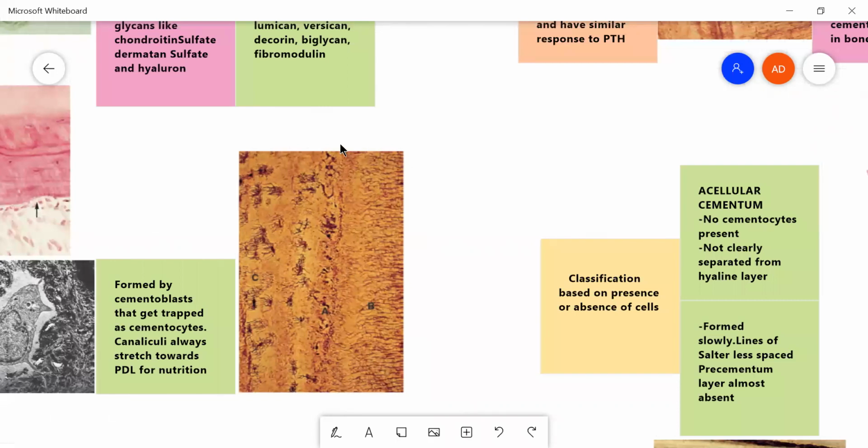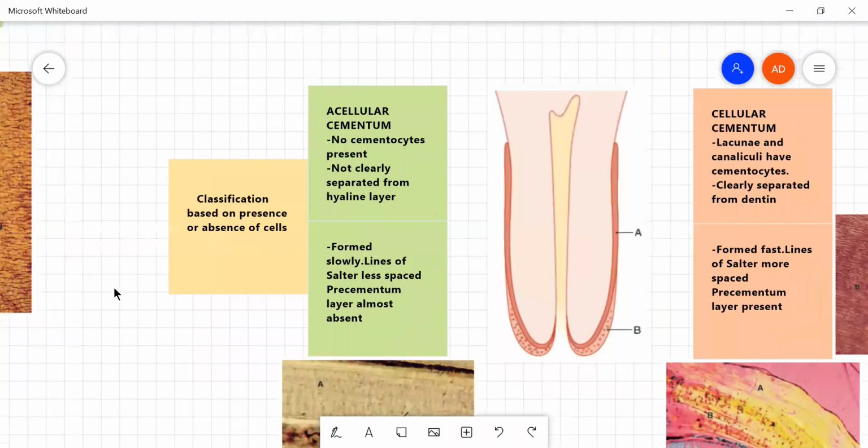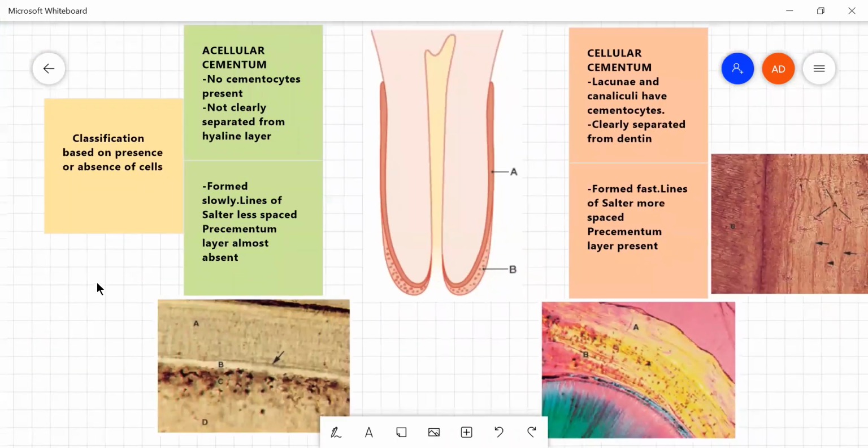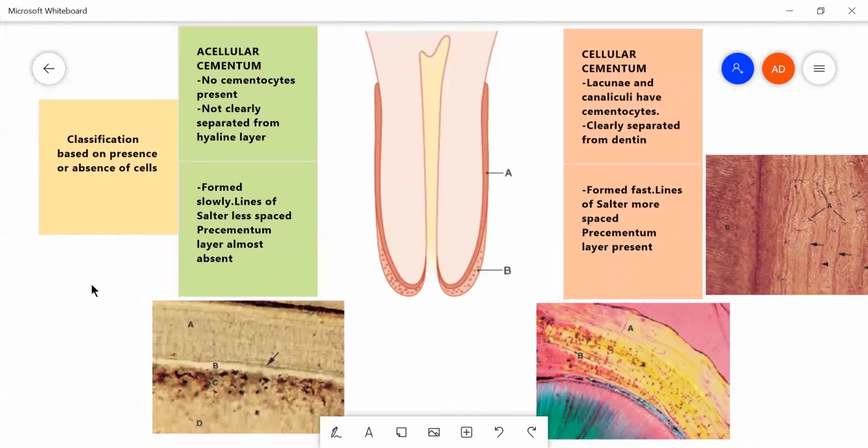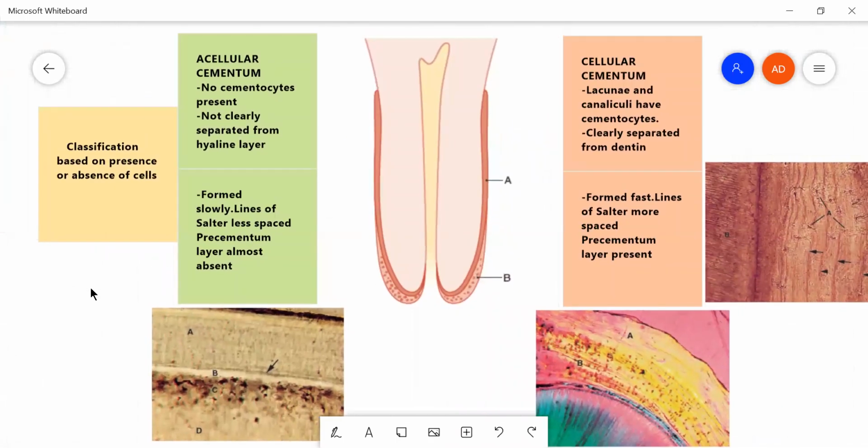Now, moving on to the classification of cementum. The classification of cementum is mainly based on the presence or absence of cells. There can be acellular cementum or cellular cementum. Acellular cementum has no cementocytes. Cellular cementum has cementocytes that are trapped inside the lacunae.